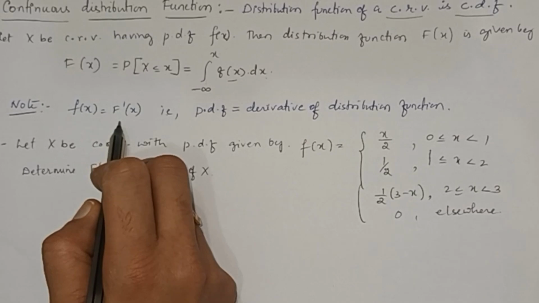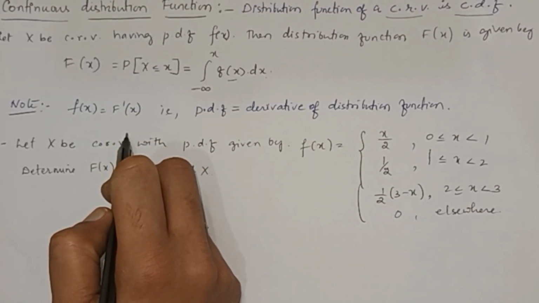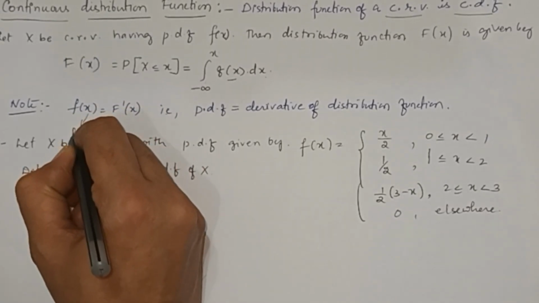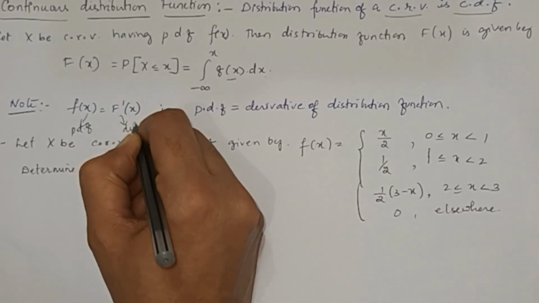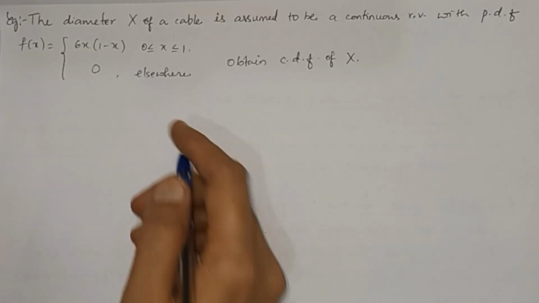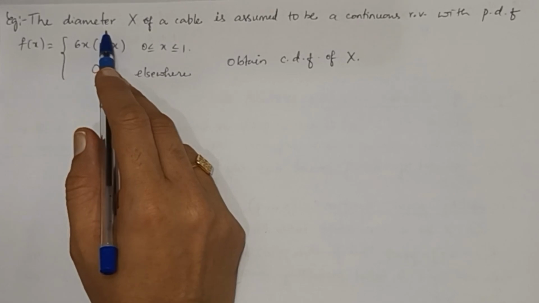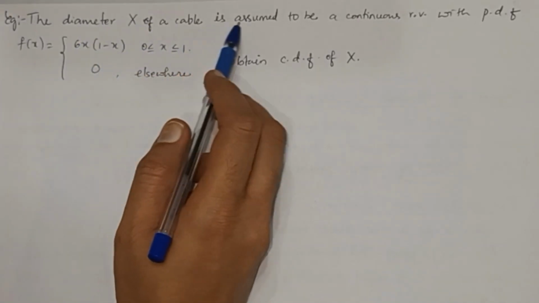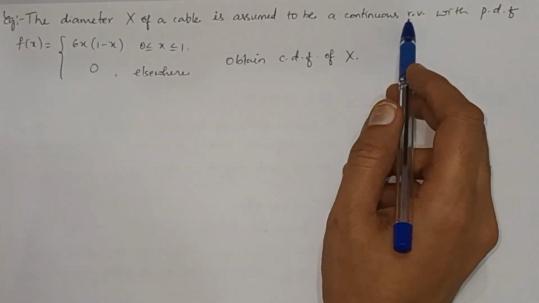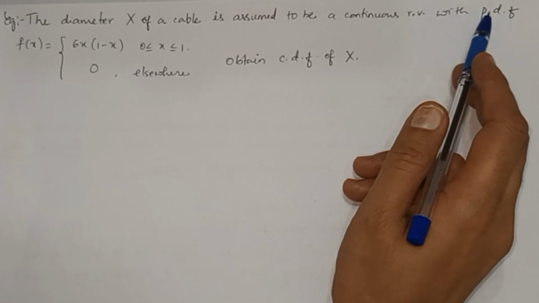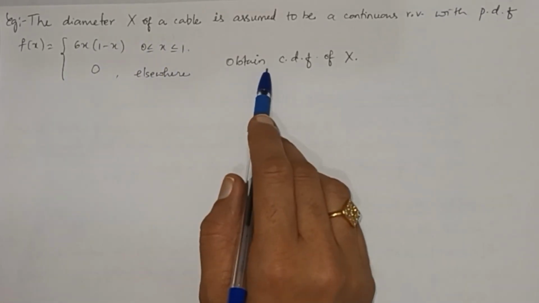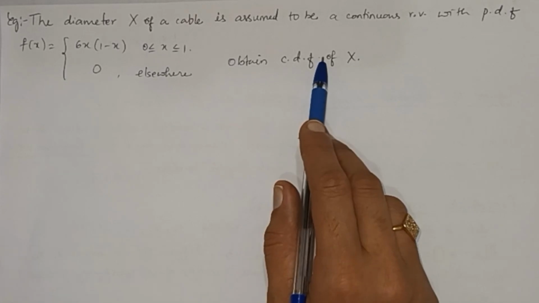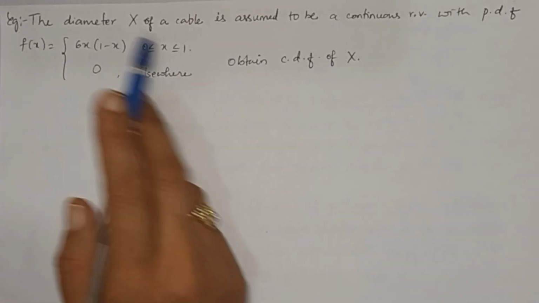F of x is equal to the first derivative of the distribution function. Small letter f means it is a probability density function. Capital F means it is a distribution function. See this example problem. The diameter x of a cable is assumed to be a continuous random variable with probability density function given by this. You have to obtain the cumulative distribution function for this random variable.